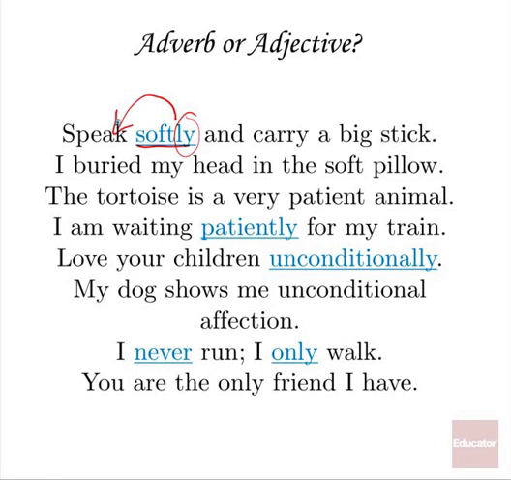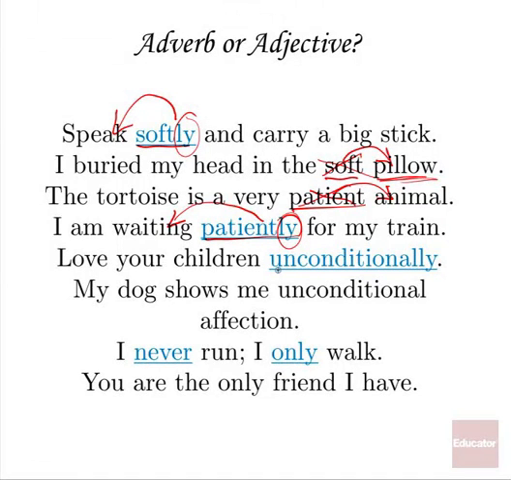I buried my head in the soft pillow. Well, soft in this case is modifying pillow, which is a noun. Therefore, soft has to be an adjective. It's not an adverb. The tortoise is a very patient animal. Patient in this case modifies animal, which is a noun, which makes patient an adjective. So it's not an adverb. I am waiting patiently, there's that ly ending, for my train. It's modifying waiting, which is a verb, so it has to be an adverb. It tells you how I'm waiting. How am I waiting? Patiently.